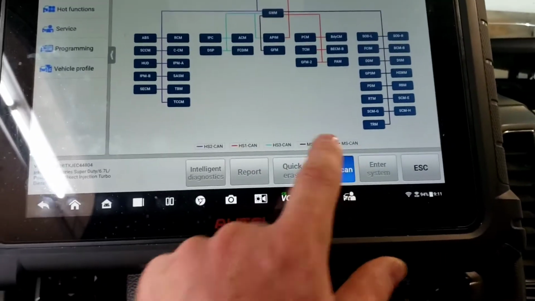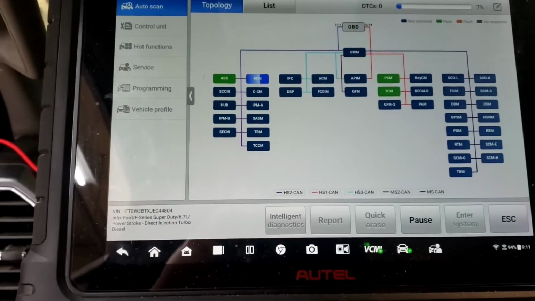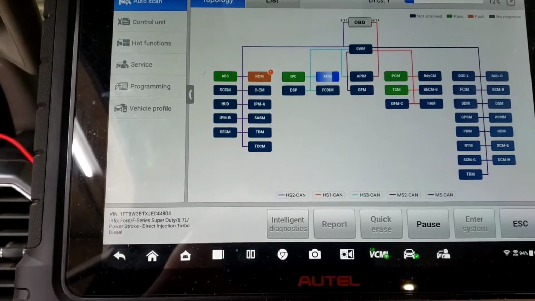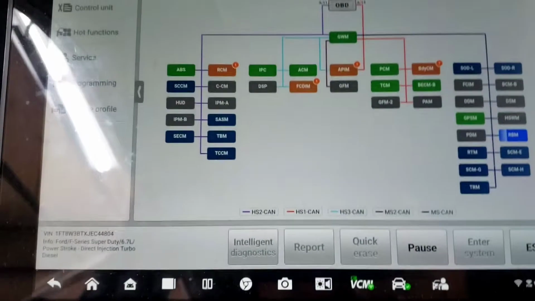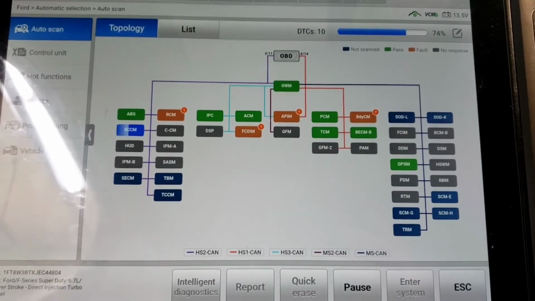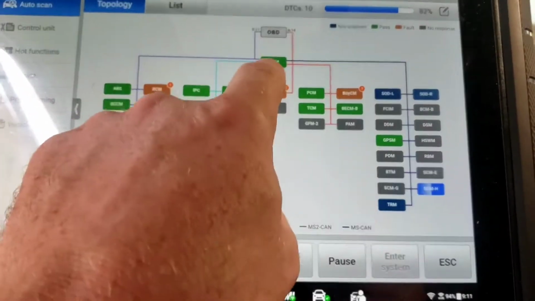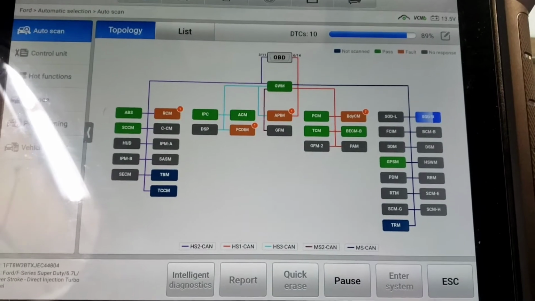So I'm doing a full system scan. I'm using my Topology here. I'm just going to scan all modules. I'm going to let that scan for a minute. All right, so if you can see here, there's some codes. Well, it's still scanning. But what we're doing here, everything goes through the GWM, or the gateway module.